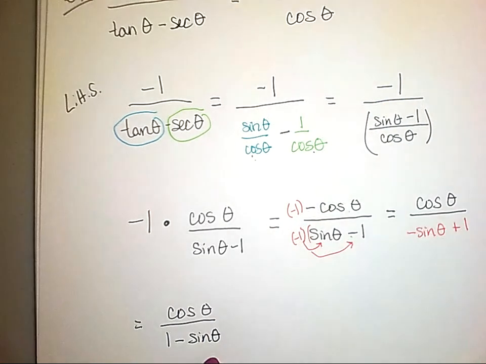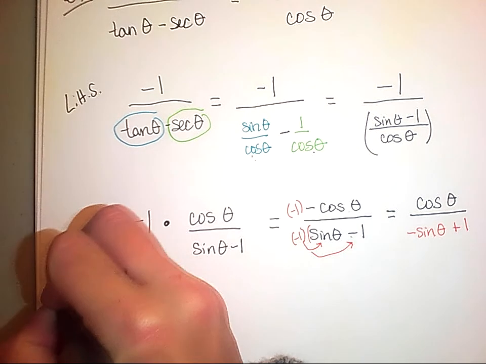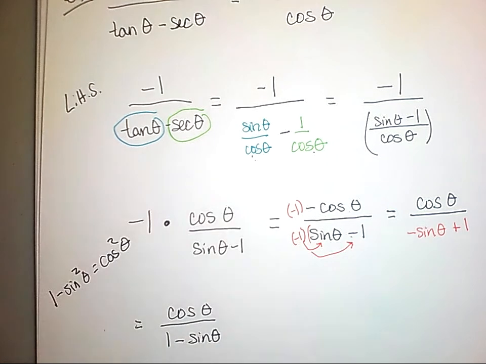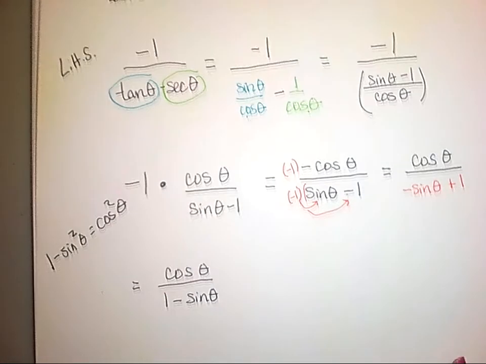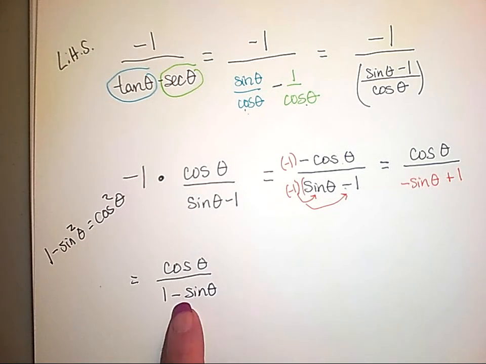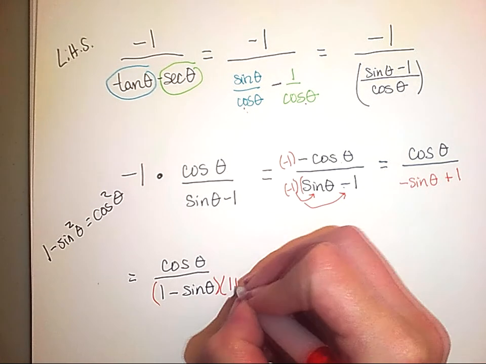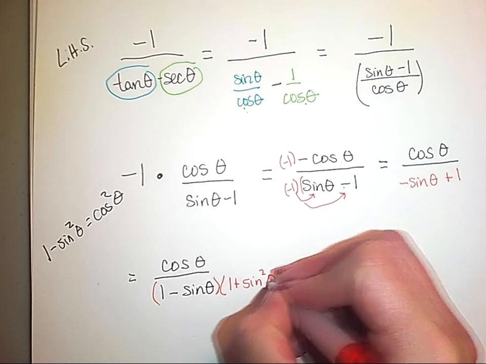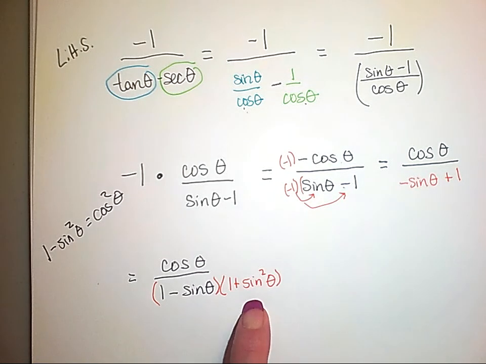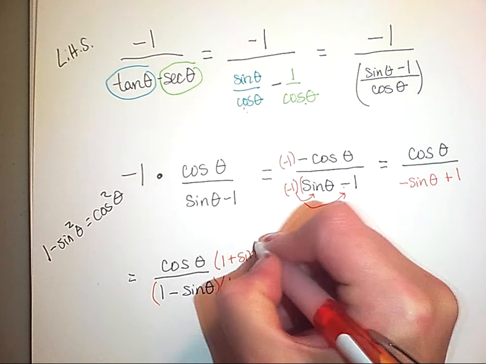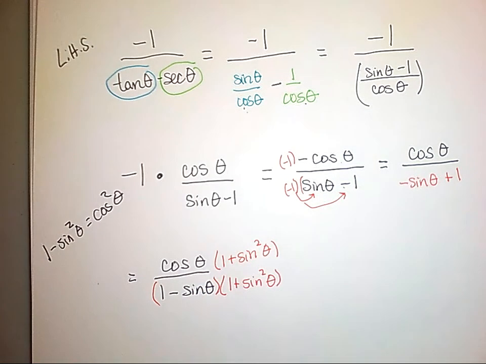Okay, I need a cosine of theta in the denominator. Well, I know this. I know that 1 minus sine squared of theta is equal to cosine squared. So that's closer. And that I could get to 1 minus sine squared if I multiplied this denominator by 1 plus sine squared. Okay? That is, if I multiply by the conjugate, I'm going to get 1 minus sine squared. Okay? But I have to do that up top as well. So let's see what happens then.